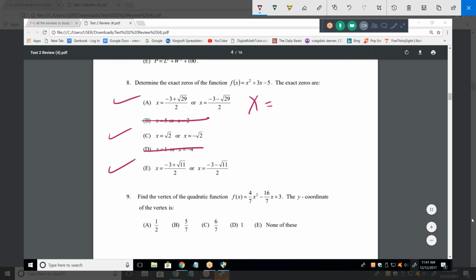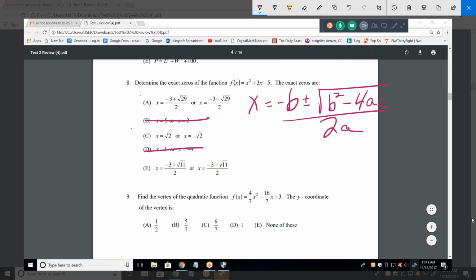The general formula: minus b plus or minus square root of b squared minus 4ac, and all over 2a. Okay. Tell me what A, B, and C are. A is 1. B is 3. And C is -5. I'll plug them all in and let's simplify this thing.